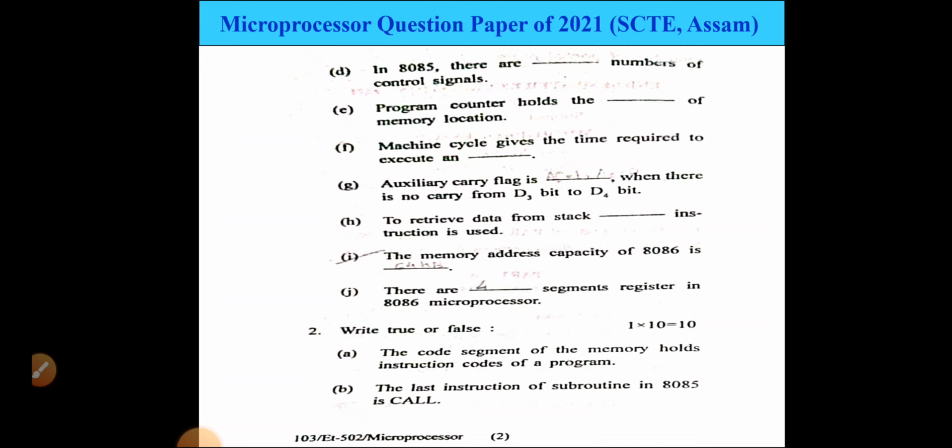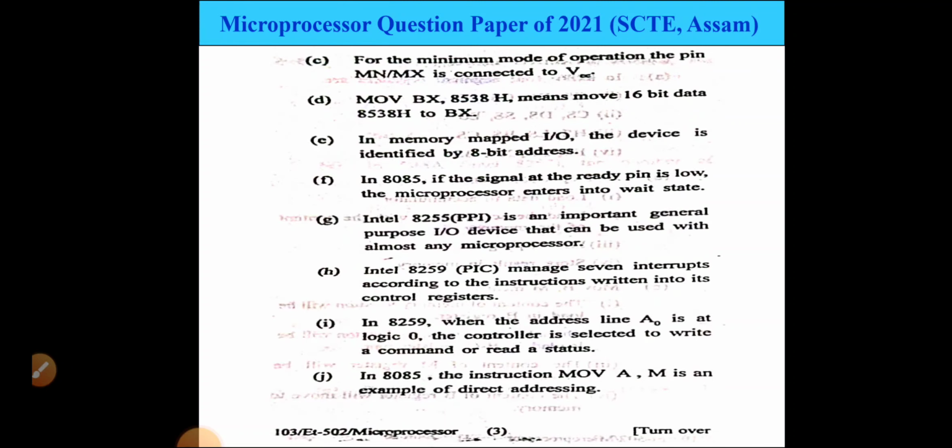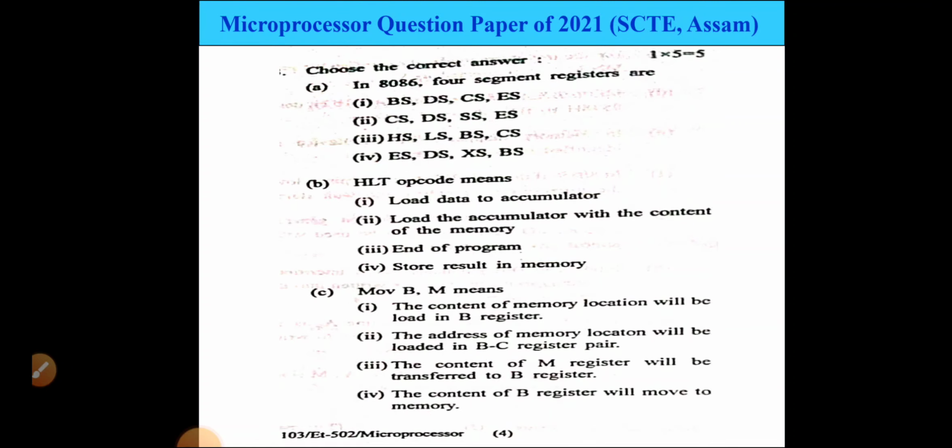Question number 2 is write true or false. Here also 10 marks, 10 questions are there. So this is the question. Next question is question number 3. Here also 5 questions are there. Choose the correct answer. So this question will be gone through in our upcoming slides.